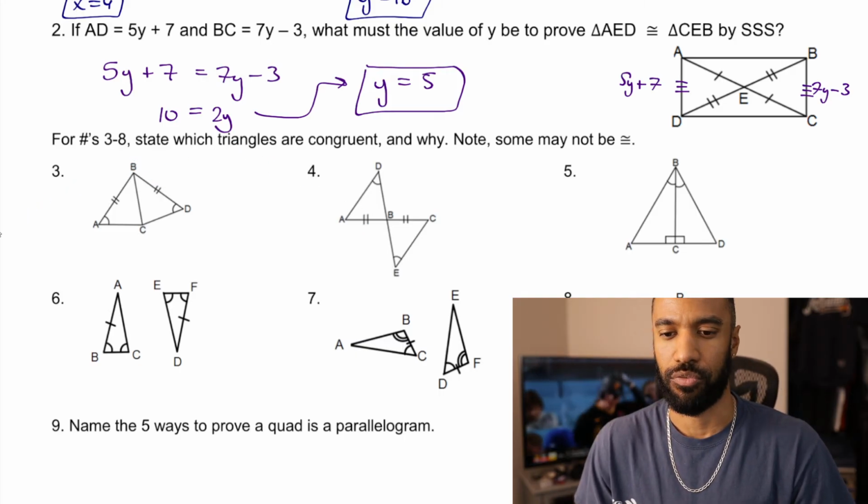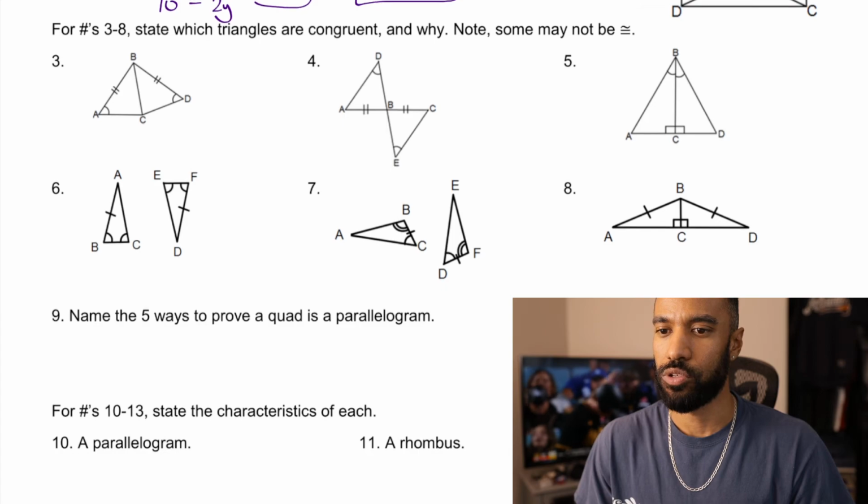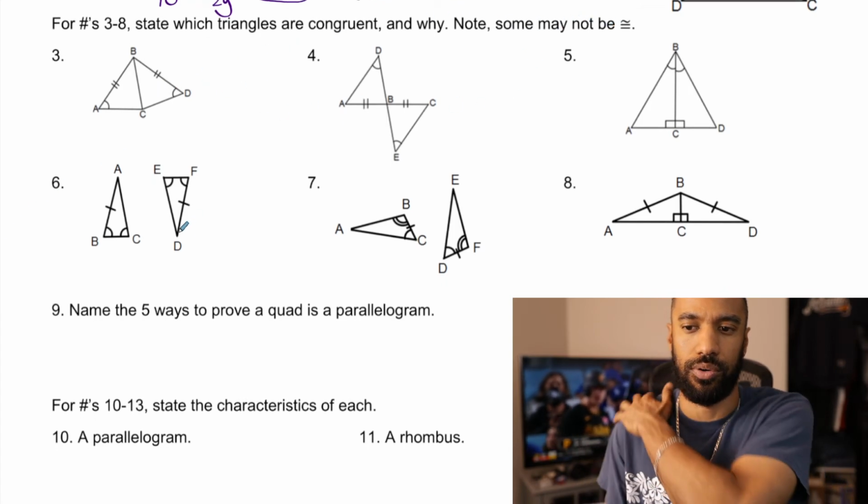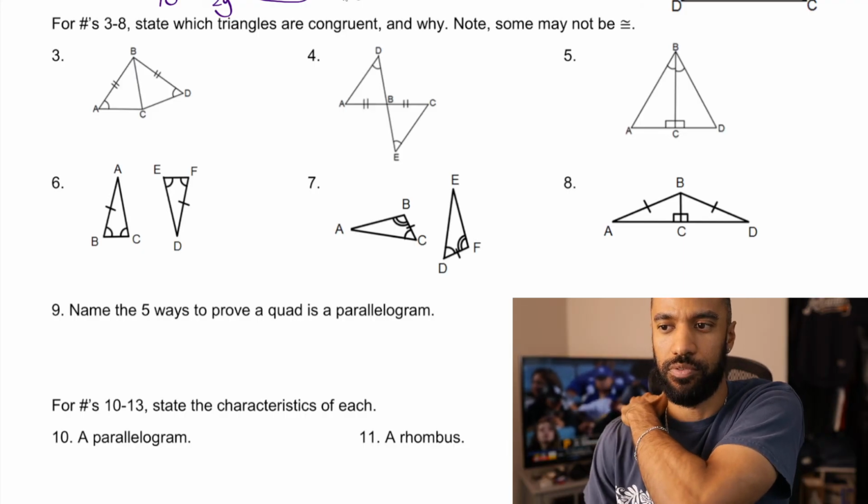Y equals 5. That would have to be the value of y. Okay. State which triangles are congruent and why. Note some triangles may not be congruent. Okay. Now you have to mark some things up. We've done a bunch of these before.